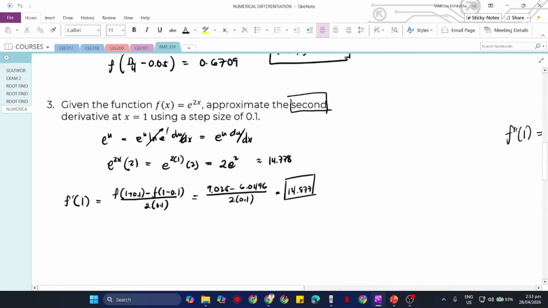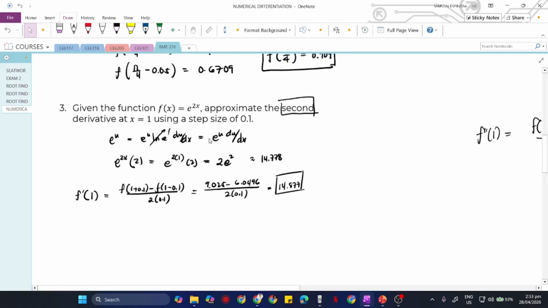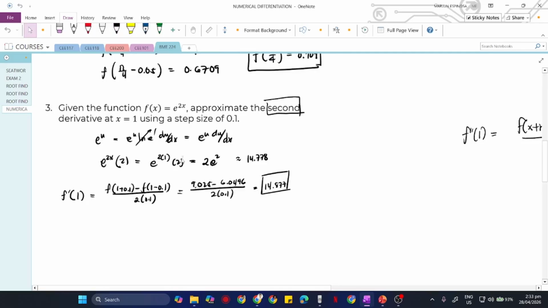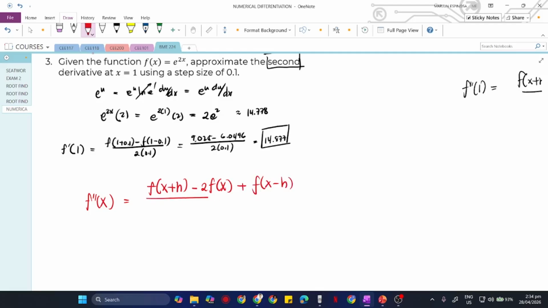Okay? Sige. Ano yung formula natin for the second derivative approximation using the central finite difference? Okay, central finite difference or CFD. Ano yung magiging formula natin, class? For the second derivative, that is equivalent sa f of x plus yung step size natin minus 2 of f of x, plus yung f of x minus yung step size natin all over h square. Diba? Yan yung formula natin, no?